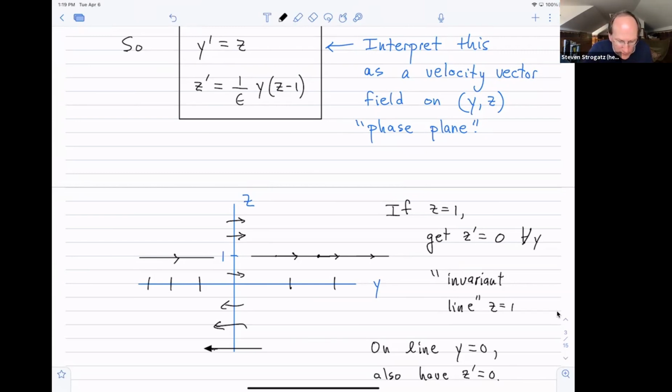Now, which way are they going? So z prime, let's see. How do I figure out which way to put the arrows? I look here, and I observe that if y is positive, this term is positive. Here z is less than 1 because we're actually at z equals 0. So we're just getting 1 over epsilon times negative y. So these vectors are going to be going like so. They're going down over here and up over here.